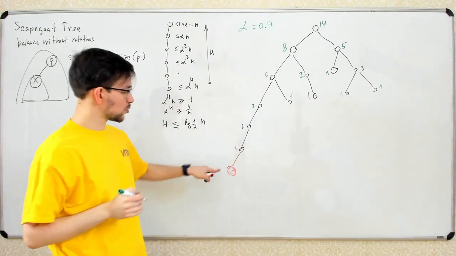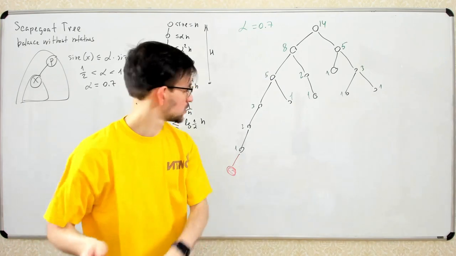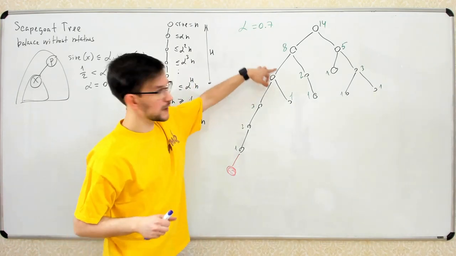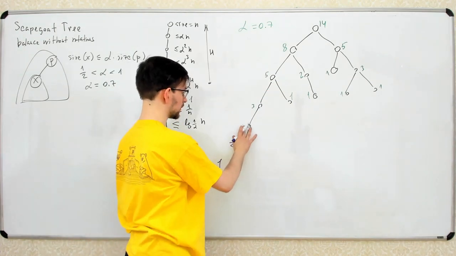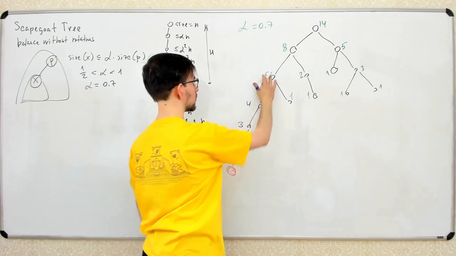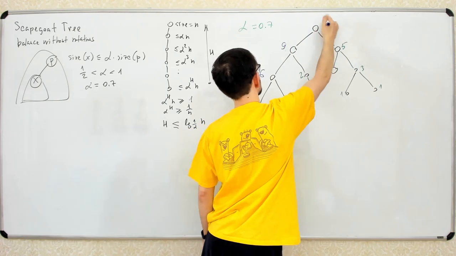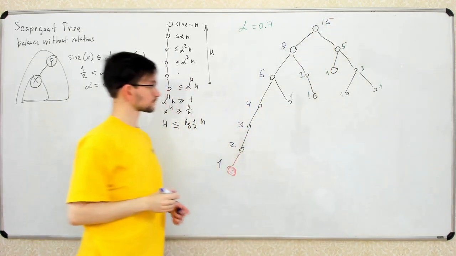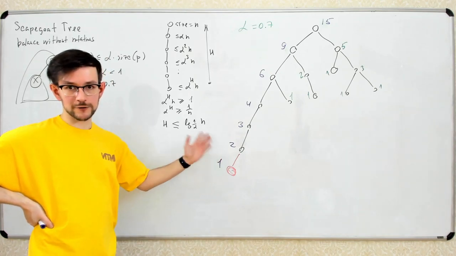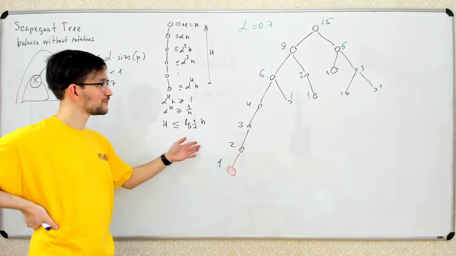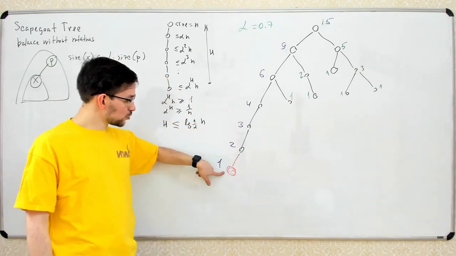Now, what will happen when we add one new node? We need to update all the sizes on this path. So we just walk this path to the root and update all the sizes. So this size is now 1, this size is 2, this one is 3, this one is 4, this one is 6, this one is 9, this one is 15. We can do it in log n time, right? I'm trying to do everything in log n time. That's the plan.